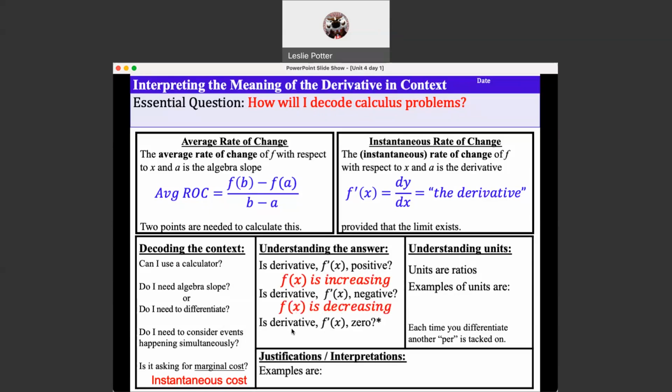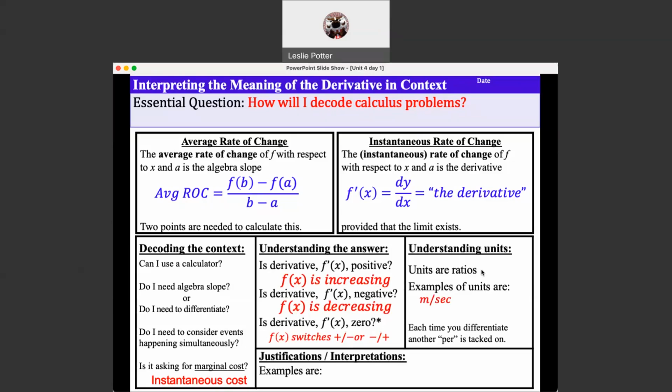And of course, the last scenario would be, is the derivative 0, right? And so the derivative being 0 means that the function is switching from increasing to decreasing, or decreasing to increasing. So increasing to decreasing would be like going over the top of a hill, right? Or decreasing to increasing would be going through the bottom part of a valley. So we know that those hills and valleys have tangent lines that are horizontal, which means they have 0 slope, which means they have zero derivative value.